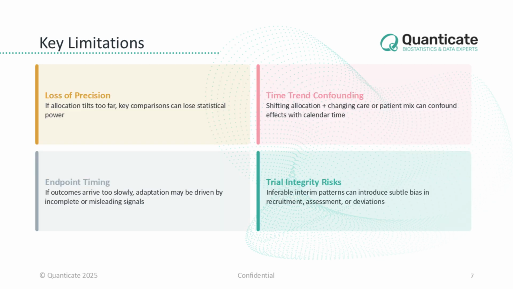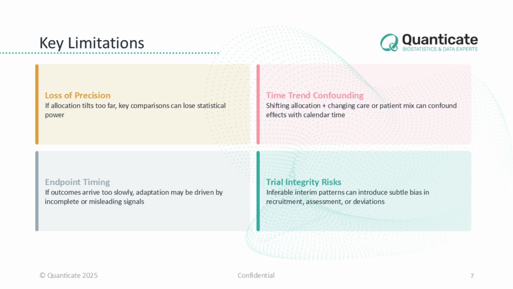So the appeal is clear, but the limitations are just as important. If allocation tilts too far, key comparisons can lose precision. Time trends can also become a serious problem. If background care, recruitment patterns, or patient mix change during the study, while allocation is also shifting, treatment effects can become confounded with calendar time.